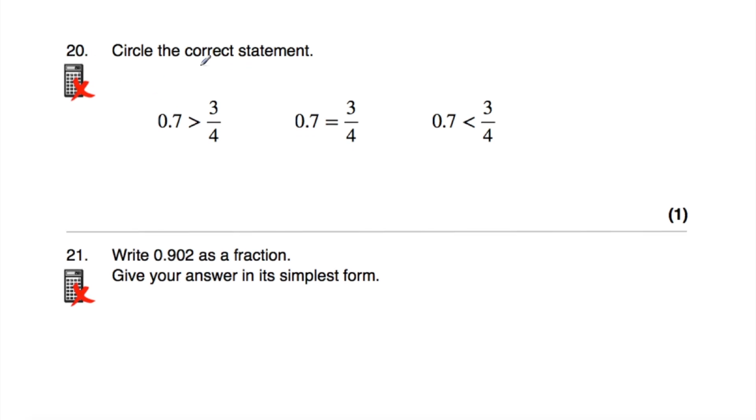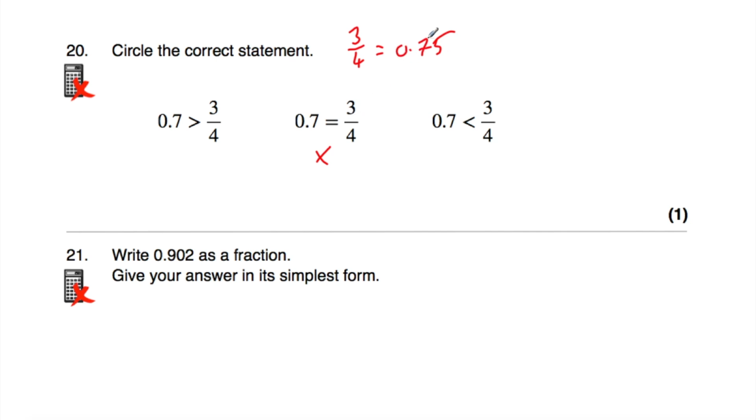Okay, let's look at our next question, question number 20. Question number 20 says to circle the correct statement. So we've got 0.7 is bigger than 3/4, 0.7 is equal to 3/4, and 0.7 is less than 3/4. Now I know the equal one is not true because I know that 3/4 is equal to 0.75. So 0.7 does not equal 0.75.